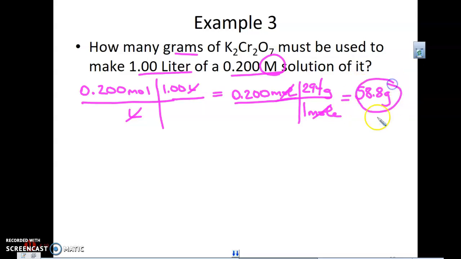grams. So it's important that you realize that this is going to be weighed out. This is a really pretty orange crystalline, very toxic, but very pretty. And what's going to happen is you're going to weigh out 58.8 grams of this stuff. You're going to put it in an Erlenmeyer flask or a volumetric flask. You're going to add water up to the liter point. You're going to stir, and when it's completely dissolved, you will have a 0.2 molar solution of it.